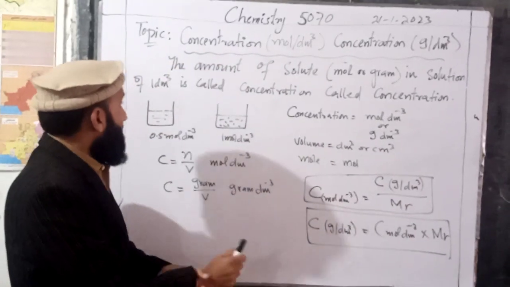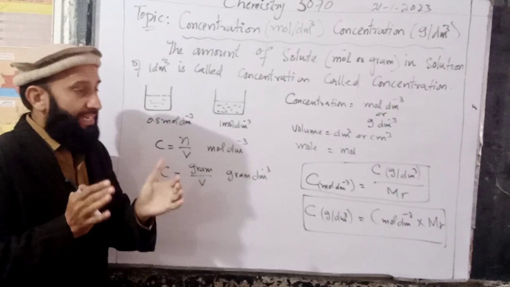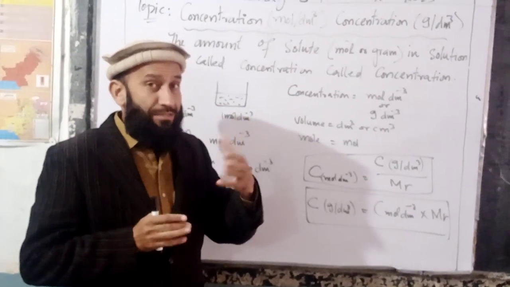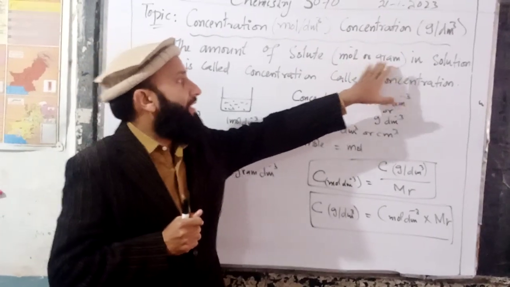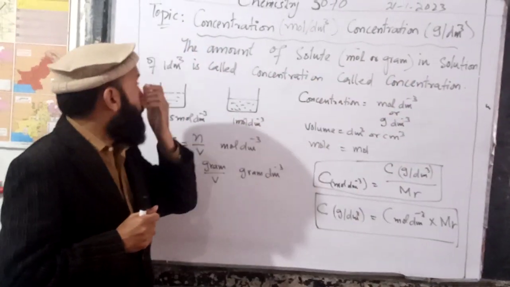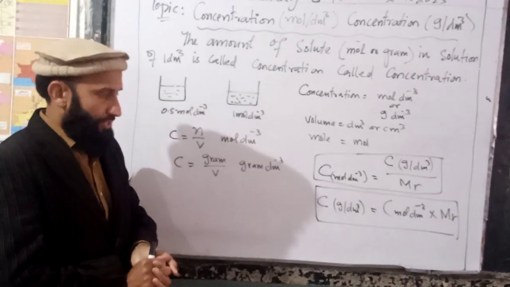So first of all, what is concentration? Concentration is the amount of solute in a solvent, but that amount will be either in mole or in gram. So the amount of solute in mole or gram in 1 dm cube of solution, that is called concentration.